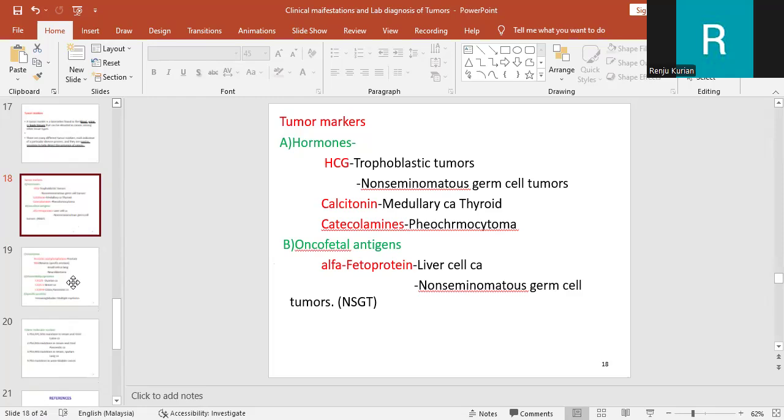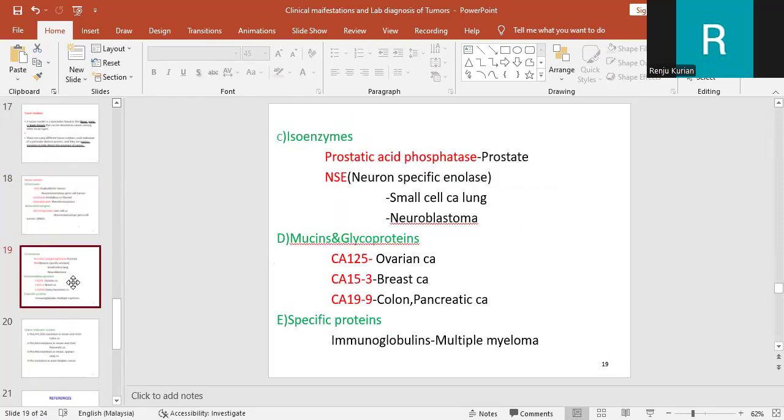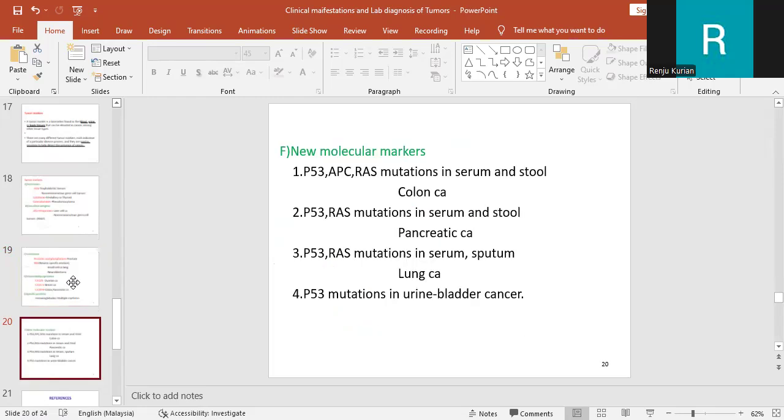An example of an oncofetal antigen is alpha-fetoprotein, used to detect liver cancers and non-seminomatous germ cell tumors of testis. An important isoenzyme used is prostatic acid phosphatase, used for detection of prostate cancer. Mucins and glycoproteins include CA125, CA15-3, and CA19-9. CA125 is used for identification of ovarian tumors, CA15-3 for breast tumors, and CA19-9 for pancreatic and colon tumors. Immunoglobulins are used for diagnosis of multiple myeloma.